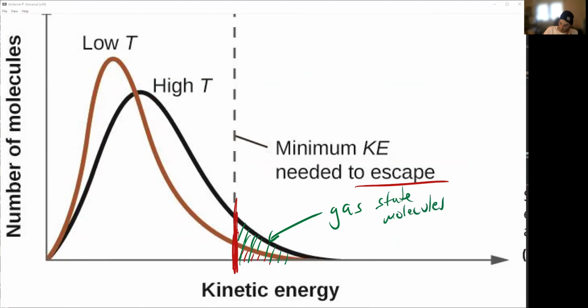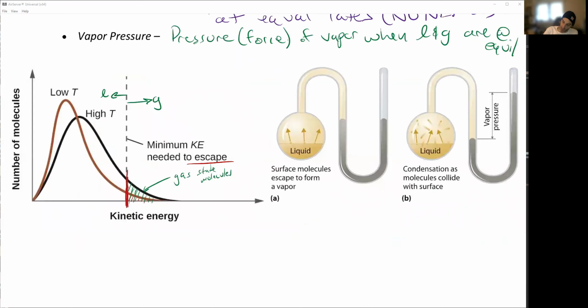Again, it's gas beyond that part and it's liquid below that. So the higher the temperature, the more that curve flattens out and the more molecules you have, the higher the vapor pressure that you have.